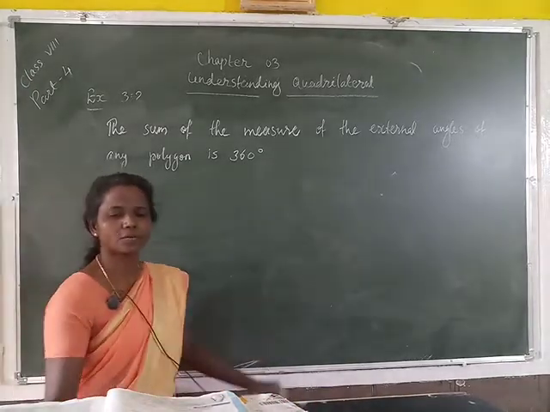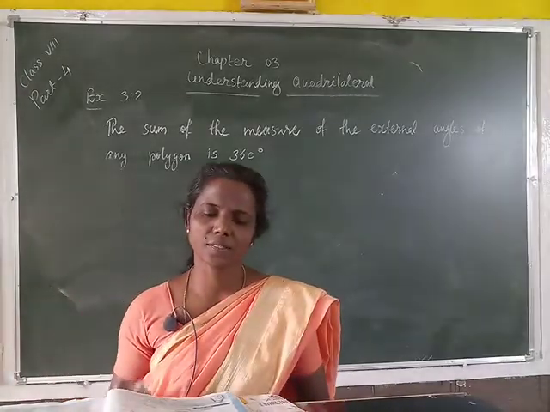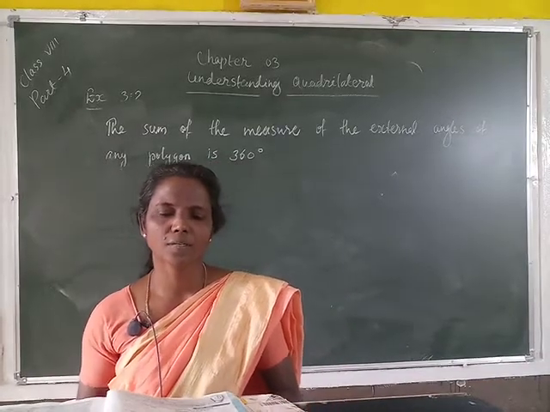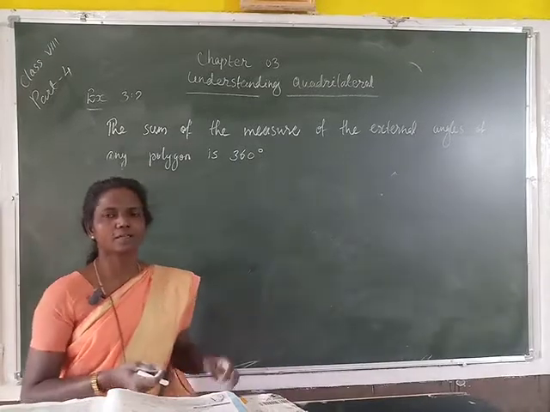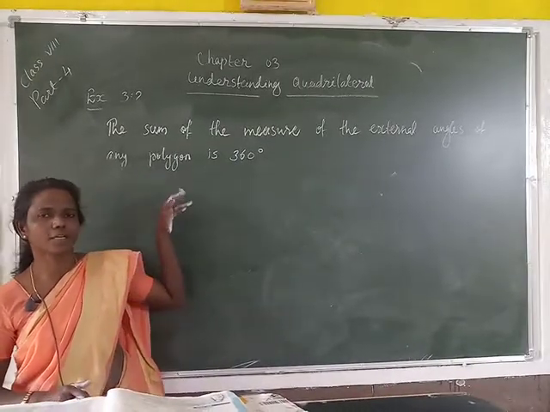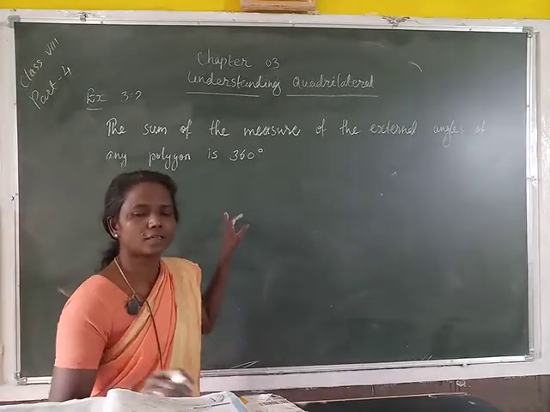Next, question number 2. Find the measure of each external angle of a regular polygon of 9 sides. Here a regular polygon's sides are given. Find out the external angle.